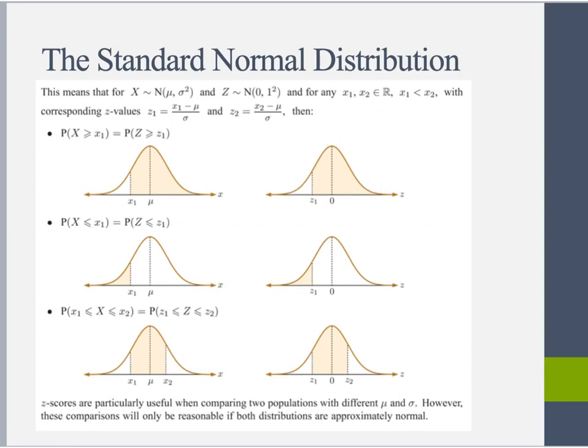This compares a normal distribution and a standard normal distribution. If we look along this side here, we're looking at our normal distributions. Here we've got P of X greater than or equal to X1, where on this side we're talking about the Z distribution, the standard distribution, and this is Z1 here, and this is 0, because we know on a standard normal distribution the mean is 0.